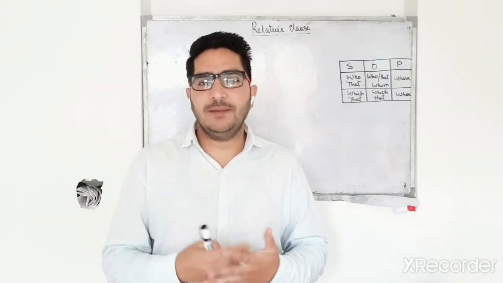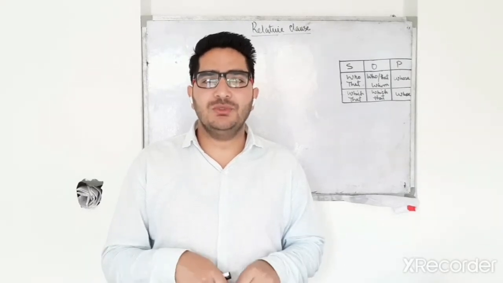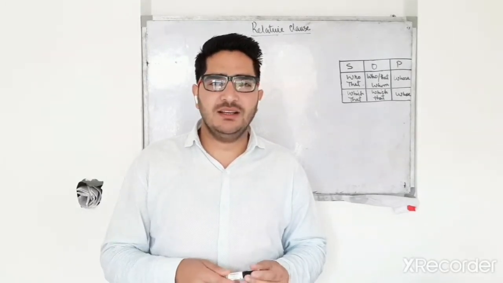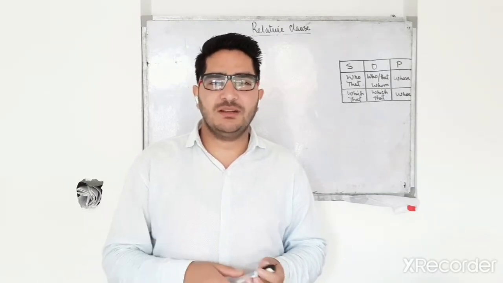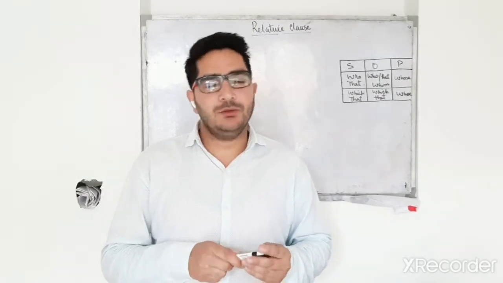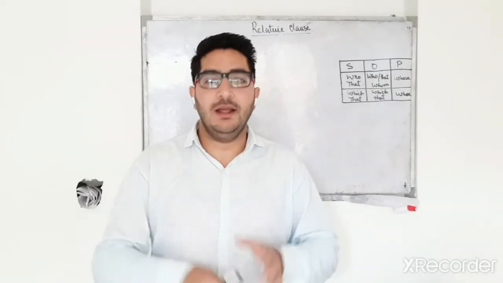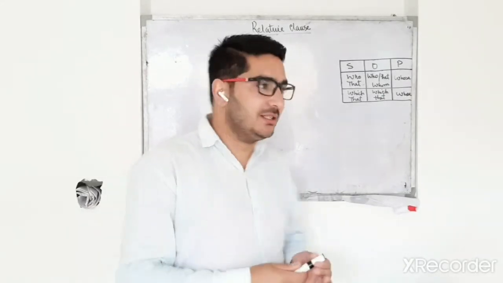It has two types, we'll discuss them, and after that we'll come to its usage, how a relative clause sometimes talks about the subject, sometimes talks about the object, sometimes shows possession. So we'll discuss that after that. But before that, we'll discuss the types of relative clause.